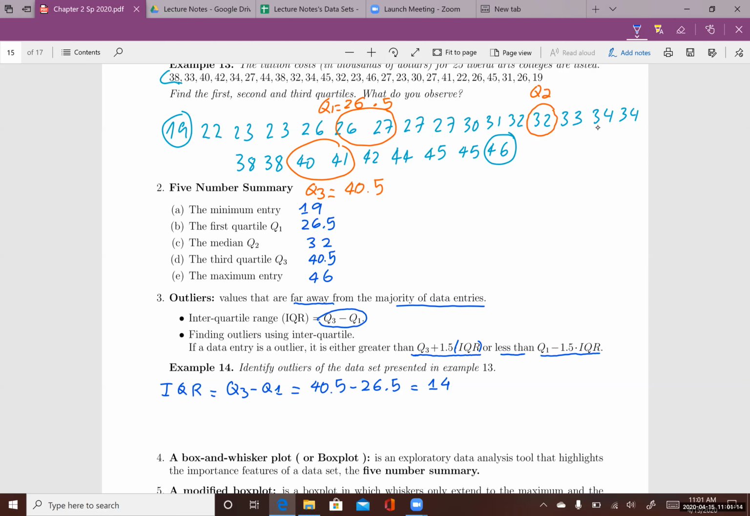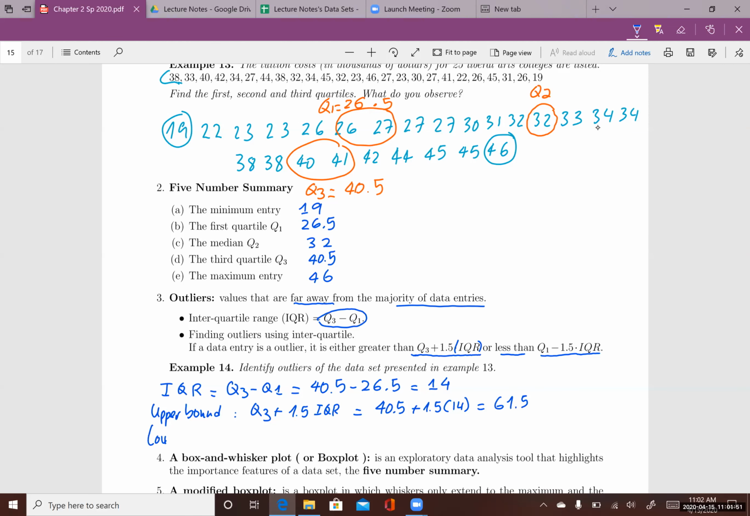And then we want to find the upper bound, which is Q3 plus 1.5 times IQR, right? Q3 is 40.5, plus 1.5 times 14, which equals 61.5.